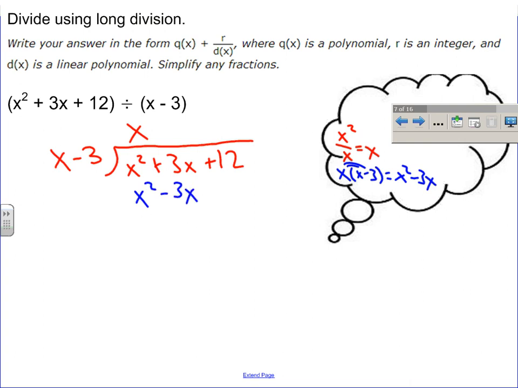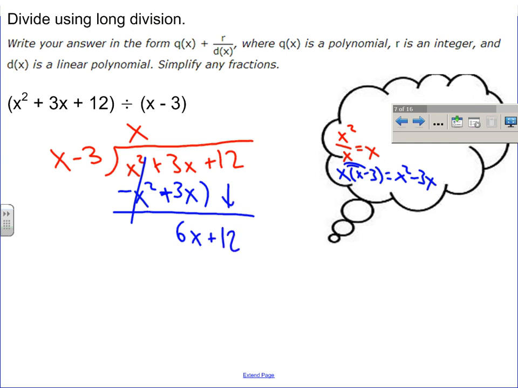Then I'm subtracting this entire thing. So remember, when you're subtracting, you have to distribute the subtraction sign. So that's why it says change, change, and then add down. Because subtracting is really like subtracting this and adding this. So change, change, add down. These cancel out, and they always should. 3x plus 3x gives me 6x, and I bring down the 12.